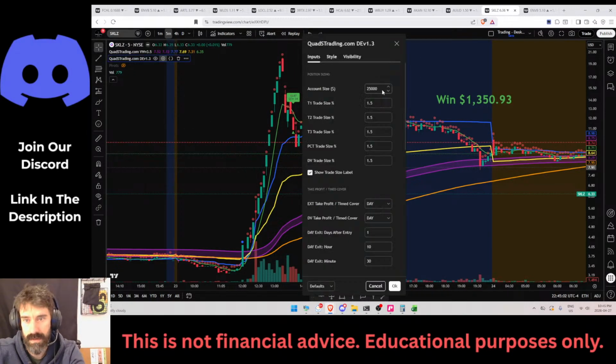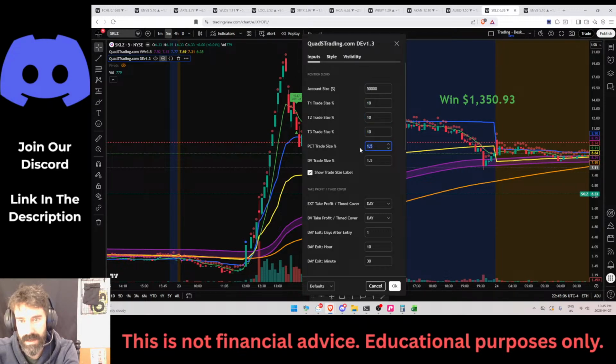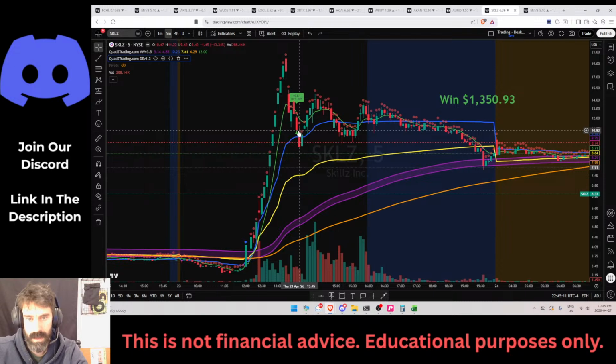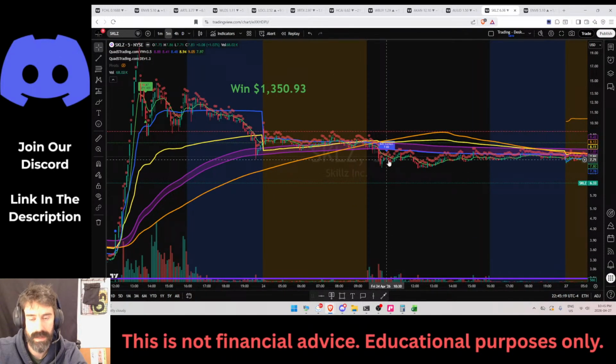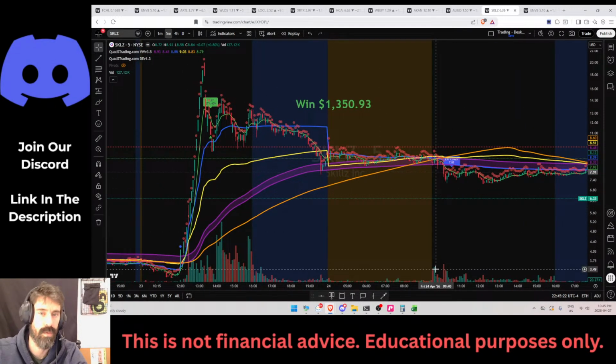Let's just change this back to the 50K. Account size, 10, 10, 10, 10, 10. Like this. This is our trade size, 10%. You enter on the close, or on the open. This one halted, so you would have entered anywhere in this area here. And then from here, you cover the following day at 10:30 if the overnight borrow fees are not too expensive.